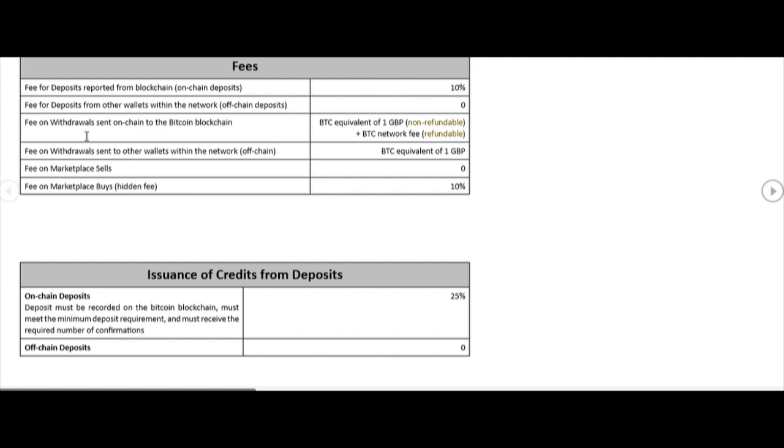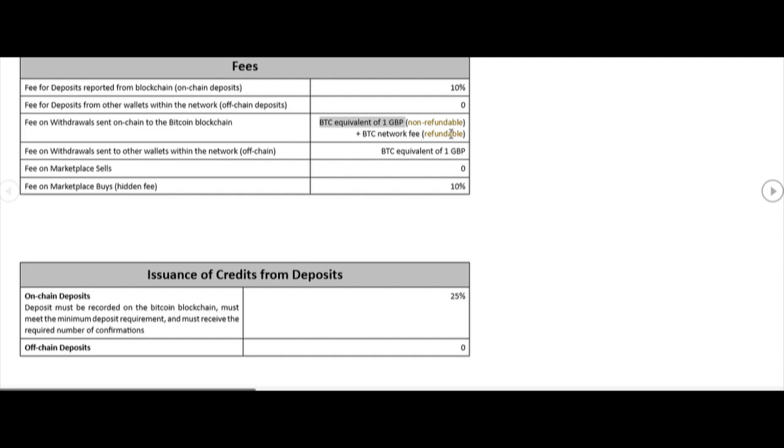Now let's talk about these withdrawals. Okay. When you're sending out payments, if you send it on the blockchain, someone that is not currently in the network or has a wallet within the network, there is going to be a transaction fee that the wallet charges that is equivalent to £1. Okay. This is a non-refundable fee. And that fee is also added to whatever the Bitcoin network fee is to send that transaction to the blockchain.